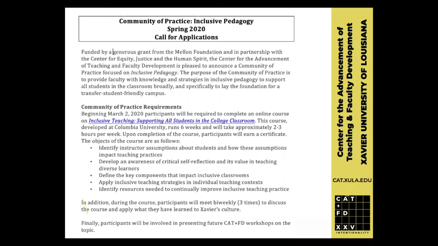I really hope that you're interested in doing this. This is all that's due. All you have to do to apply for this is send me an email by next Friday, with two statements: one just saying why you're interested in doing this, and the other saying that you commit to participating fully in it, okay?